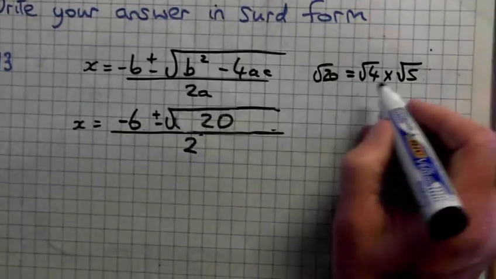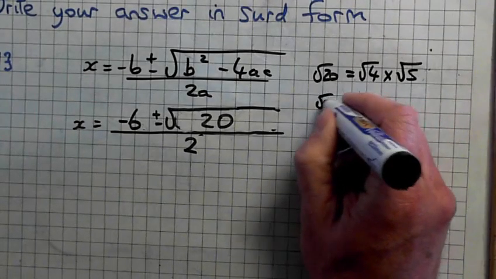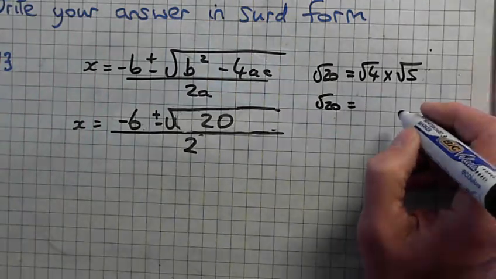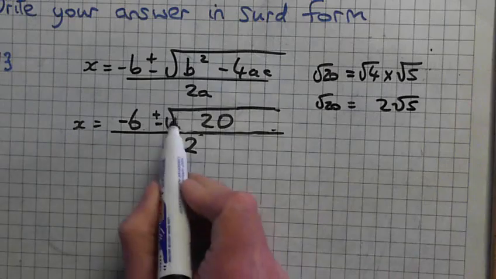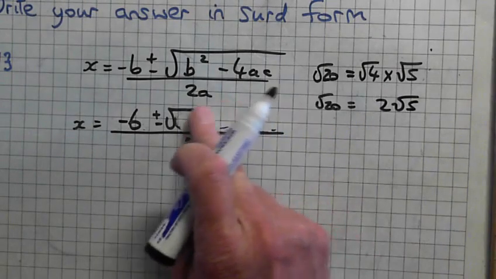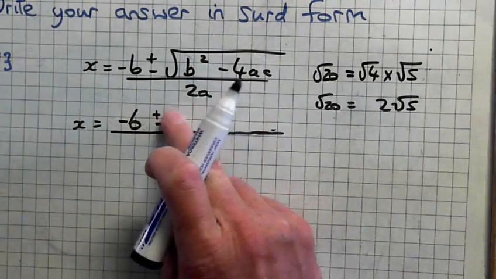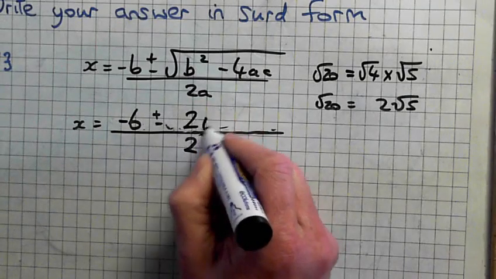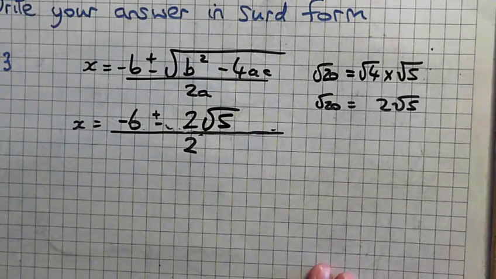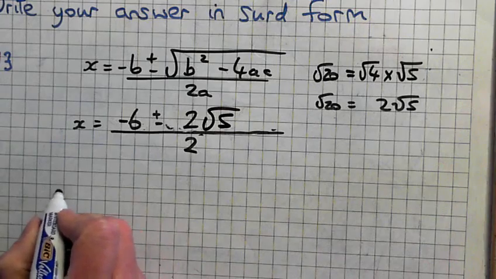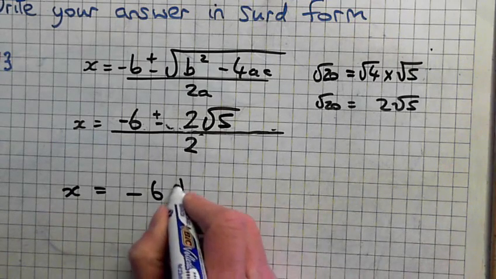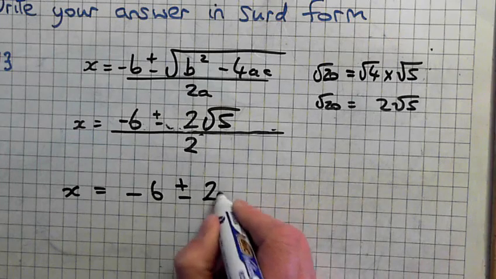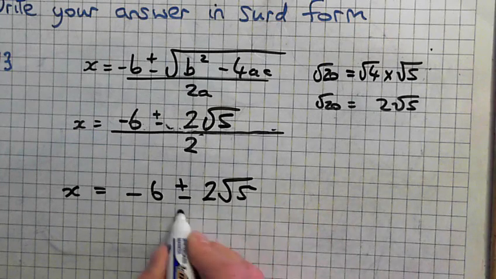What's the square root of 4? 2 root 5. So the square root of 20 is 2 root 5. I'll write it again so you can see it clearly. Minus 6 plus or minus 2 root 5 over 2.